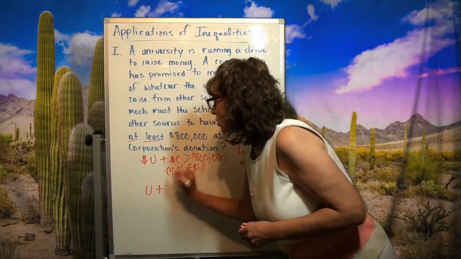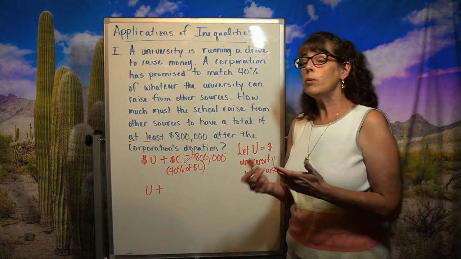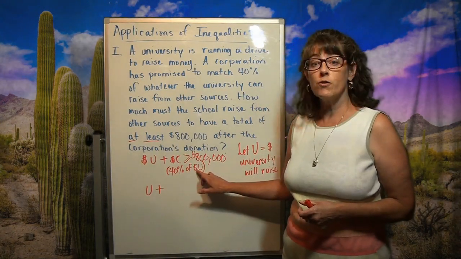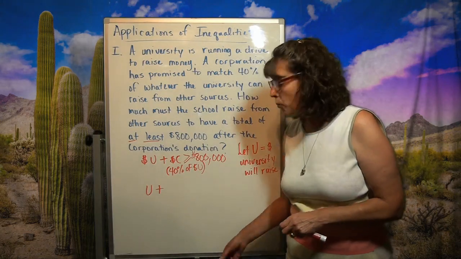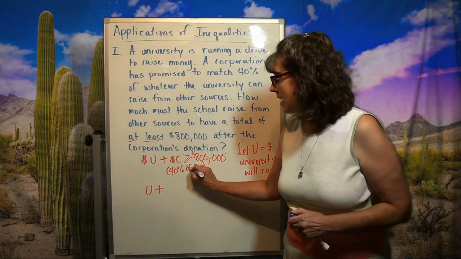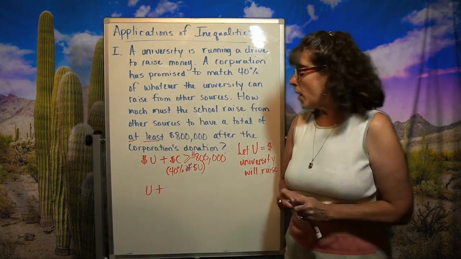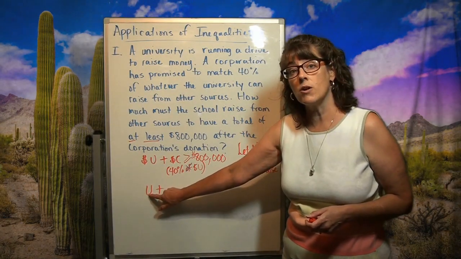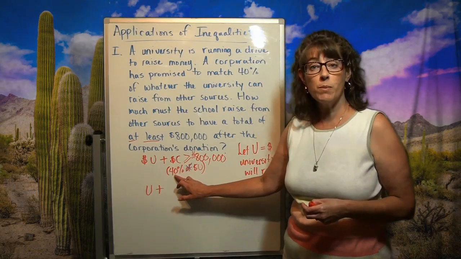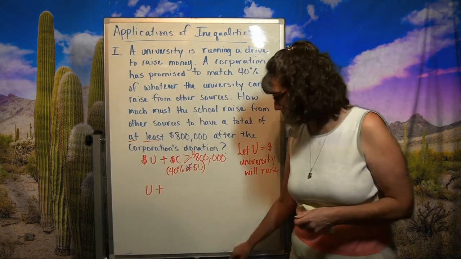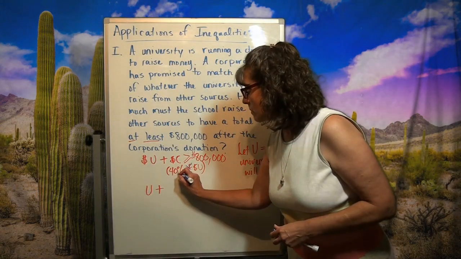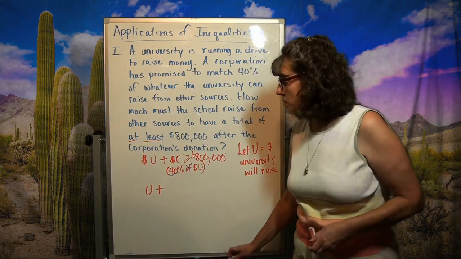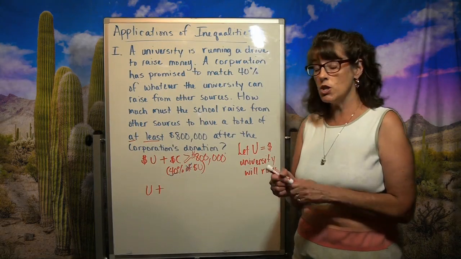I'm going to add to it the corporation's money. But what do we know about the corporation's money? Well, it's going to be 40% of the university money. Now, you know that that word of means what? Yes, it means multiplication. So I'm going to take 40% times that university money that's right here. We know that we can't work with 40% like this, and we need to turn it into a decimal. We know that means kick that decimal point that's currently back here, kick it 2 to the left, and that's going to give us 0.40 times the U.